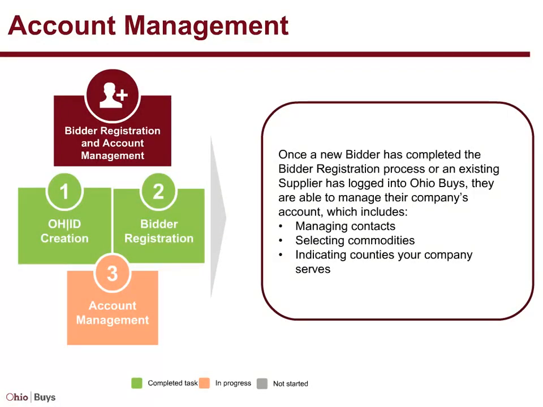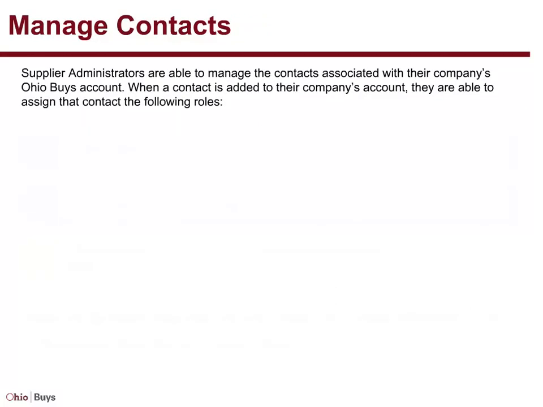Once a new bidder has completed the bidder registration process or an existing supplier has logged into Ohio Buys, they are able to manage their company's account, which includes managing contacts, selecting commodities, and indicating counties your company serves. Supplier administrators are able to manage the contacts associated with their company's Ohio Buys account.